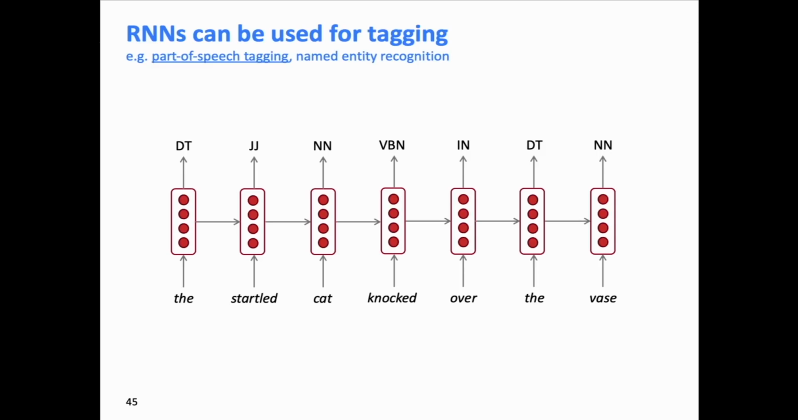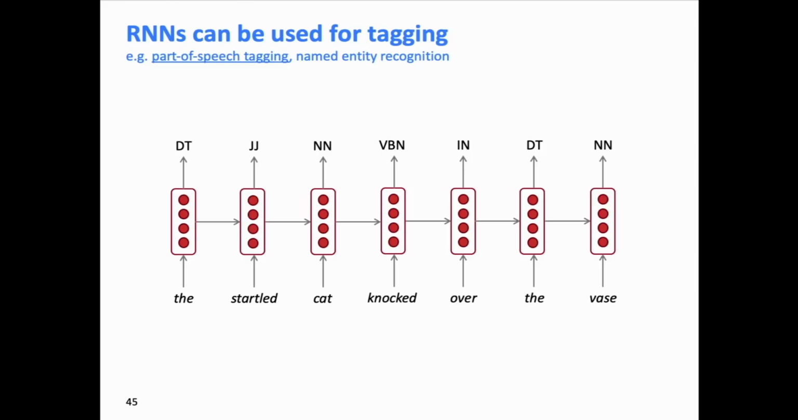So pictured here is part of speech tagging. This is the task where you have some kind of input text, such as "the startled cat knocked over the vase", and your job is to label or tag each word with its part of speech. So for example, cat is a noun and knocked is a verb.